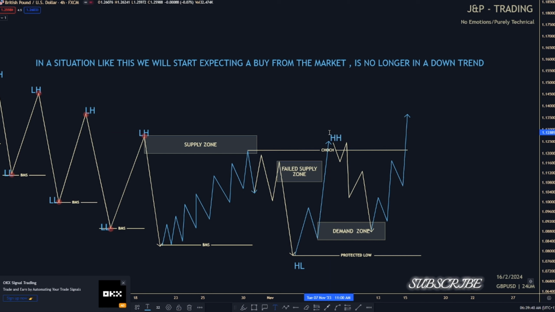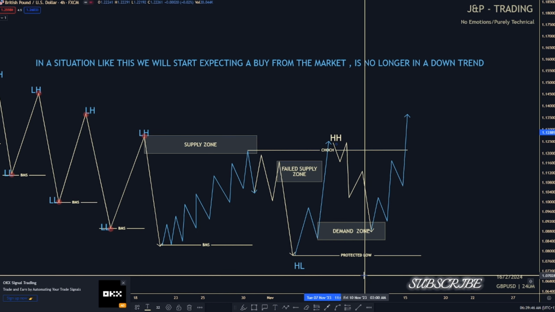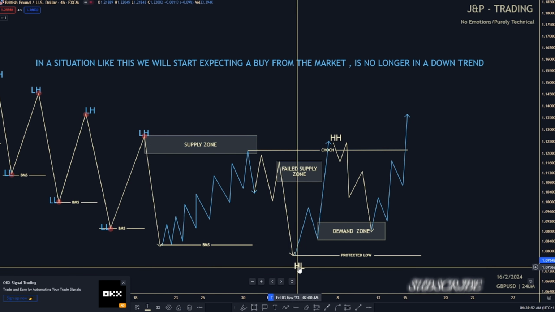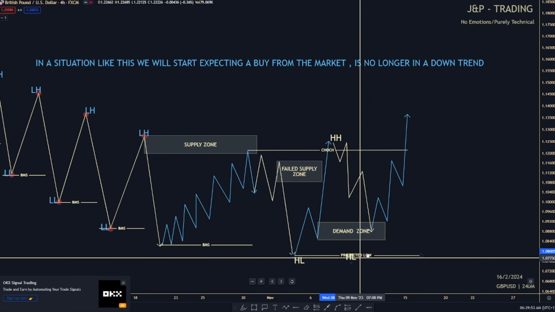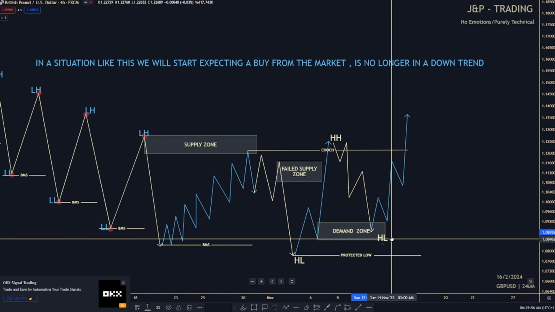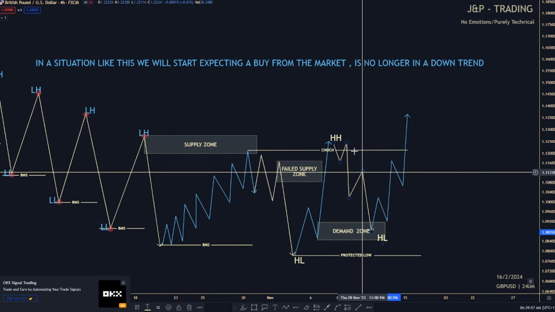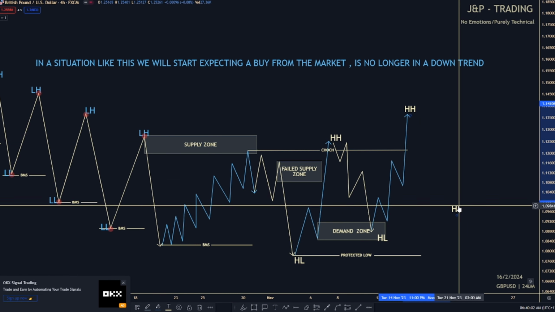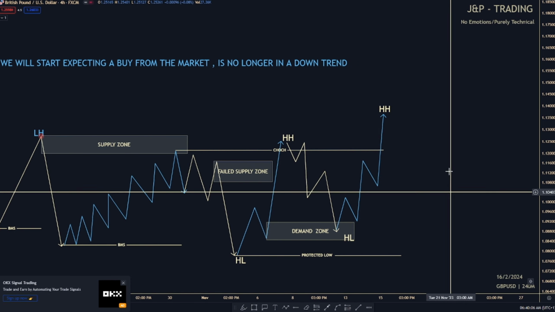Now, in a situation like this, the market has stopped going in a descending formation. Rather, it has started moving in an ascending formation, which means we are no longer expecting markets to be selling. Rather, we are expecting market to start going all the way up. We are now in an uptrend market. Now, this place becomes your higher low, and the upper one becomes your higher high.